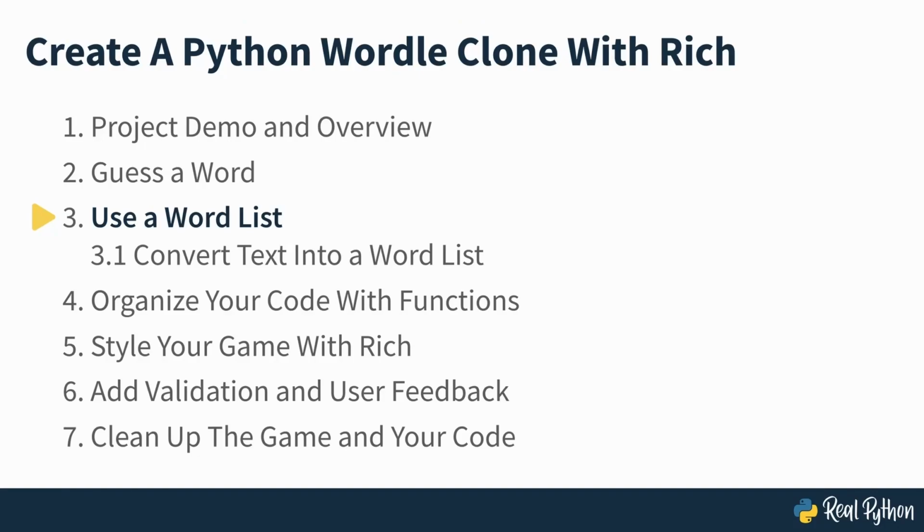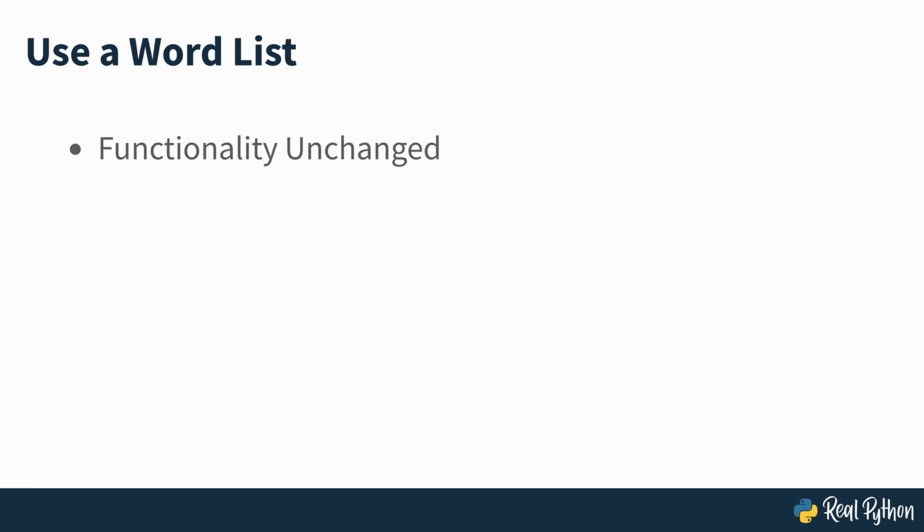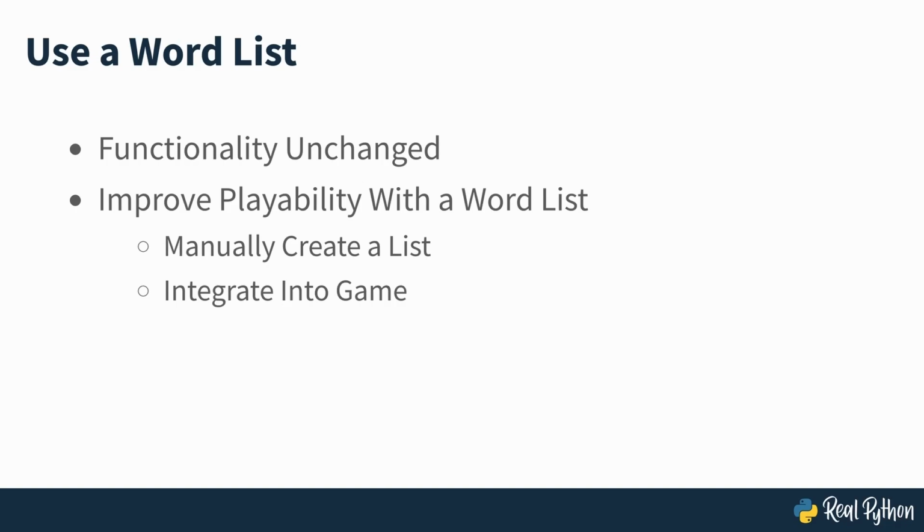Use a word list. In this part of the course, you won't change the functionality of your game, but you'll make it more fun and replayable by adding a word list. So far, the secret word is always the same. That is about to change. To do this, you'll first create a small word list manually and integrate it into the game. Then you'll explore how to turn any text into a word list.